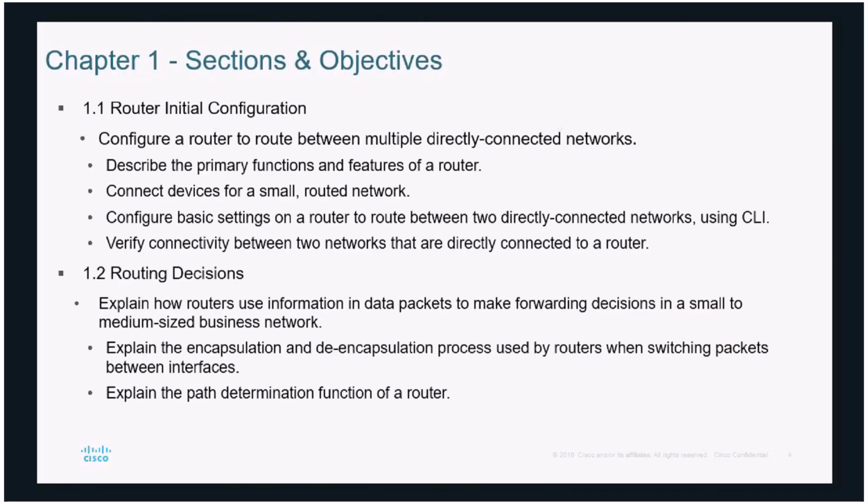Generally speaking, we're going to talk about the configuration of routers. That includes the functions, settings, connectivity of networks, and the decisions routers make, so how they forward packets, and also the way that encapsulation and de-encapsulation is used when you're switching packets between interfaces. Also something called the path determination function. So which path should a router take? How is that elected?